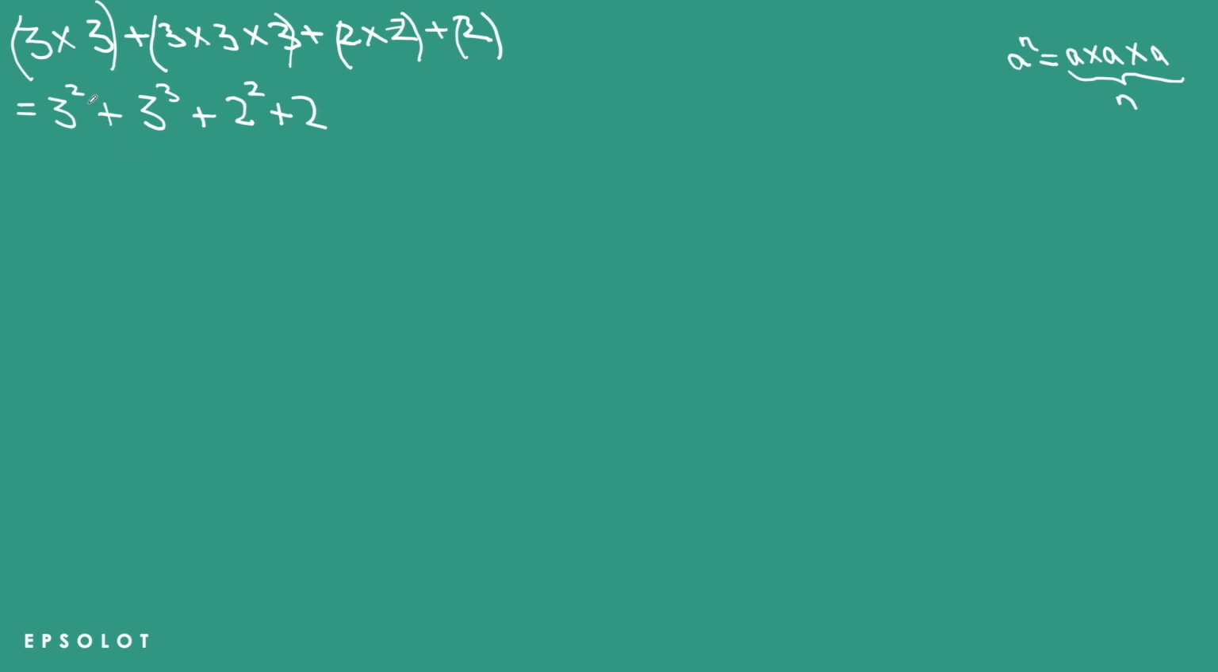So actually 27 plus 9, we can just solve it. Maybe 9 plus 27 plus 4 plus 6. 27 plus 9, that is what? 36. 36 plus 4 is 40. 40 plus 6 is 46. So that's what you end up getting. But of course, this is just a calculation.